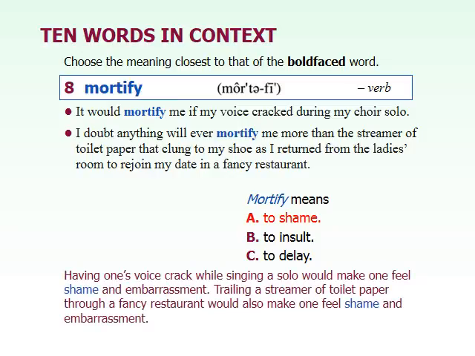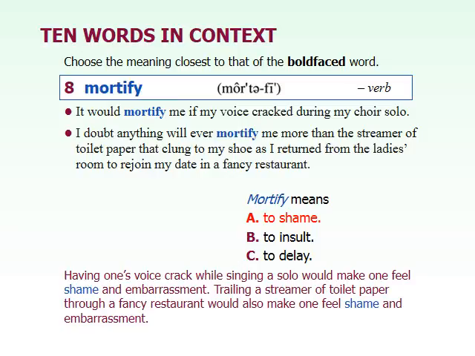Now, if we look at this word mortify, it's related to the word mortification. It is a word that has a Latin root. So if you're a French, Spanish, or Portuguese speaker, this will probably be a word that's similar in English as it is in your language. In Spanish, the word muerto means death, and the root of this is the same.